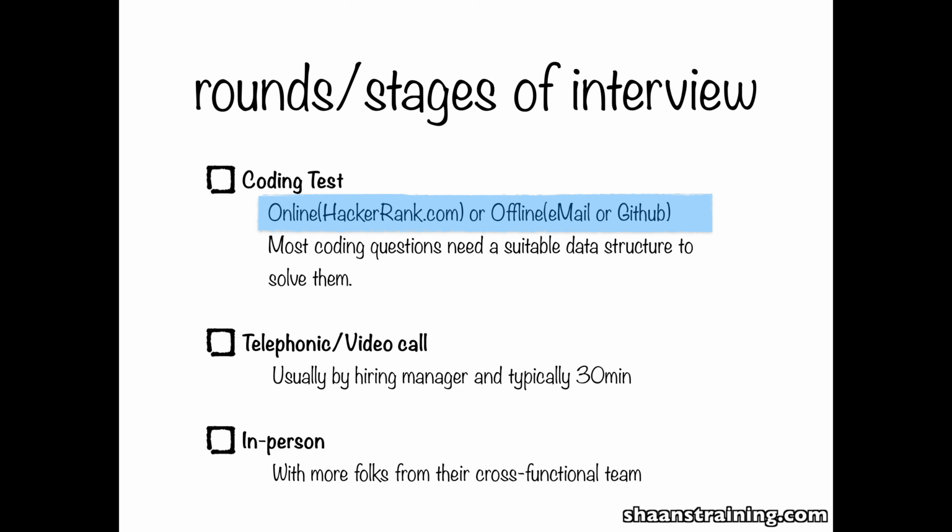Or you may receive an offline test. An offline test can simply be a question that is sent in an email. Or it can be a program in GitHub. You need to clone the project or program from GitHub, solve the particular coding test, and commit back to GitHub. Whichever way, once you finish your online or offline test, the results will be sent to the hiring manager or the team, and they will decide whether to call you to the next round or not.